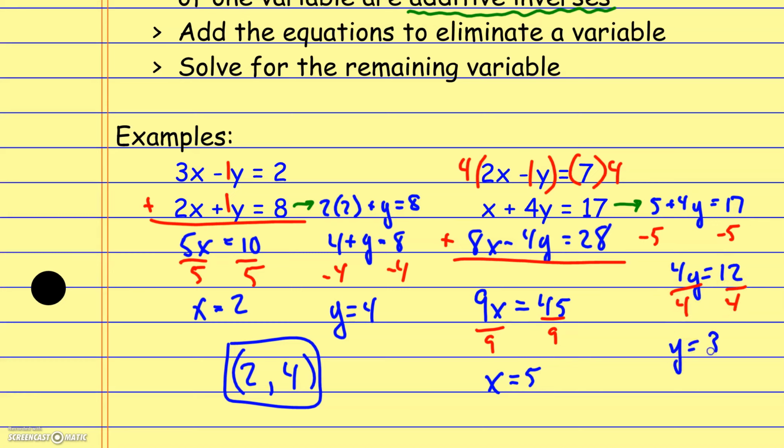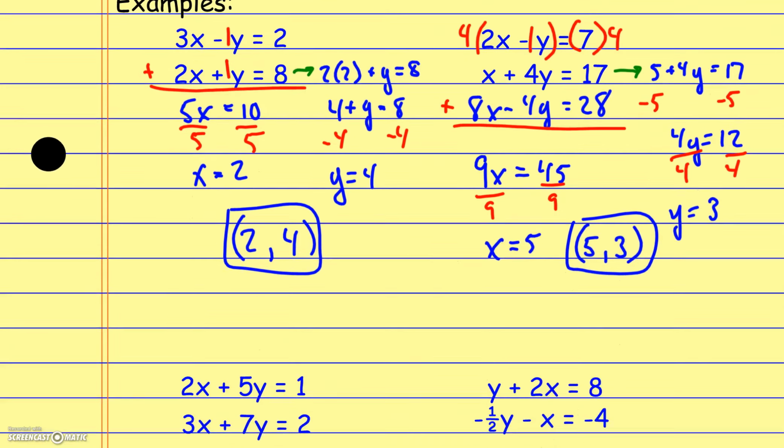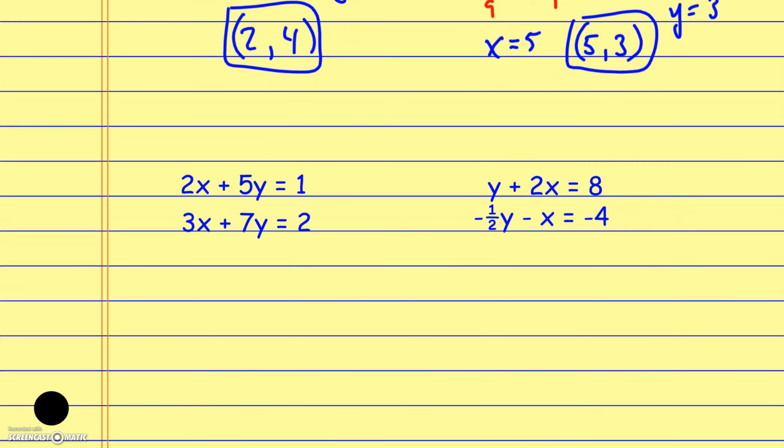So I find out that y equals 3, and that's it. I've got my answer here, the 5, 3, and I'm done. All right? If I look at the next one, it's a little bit tricky.